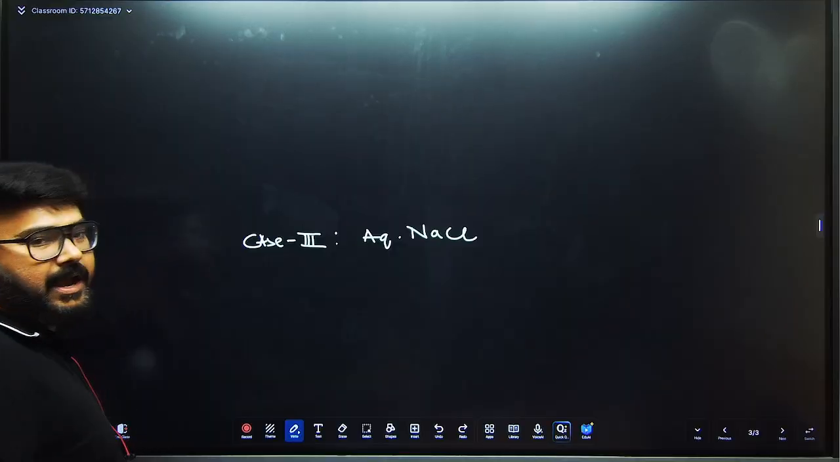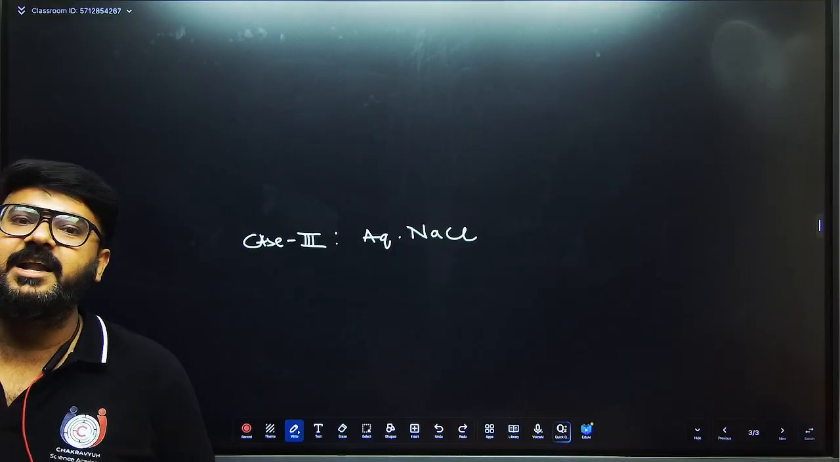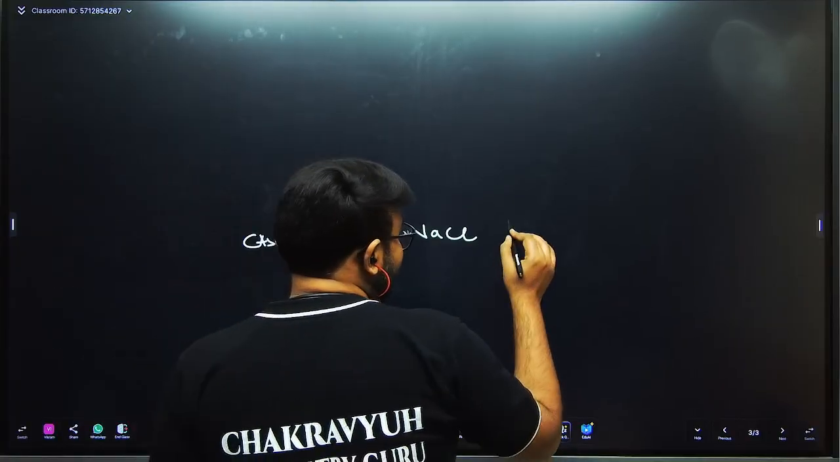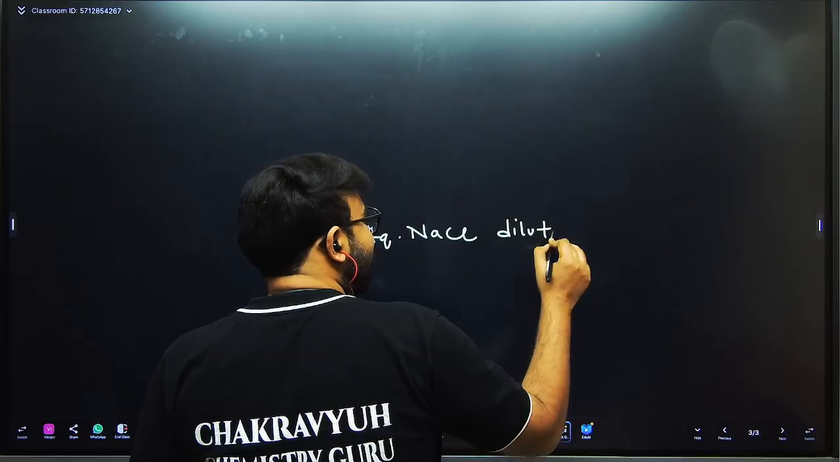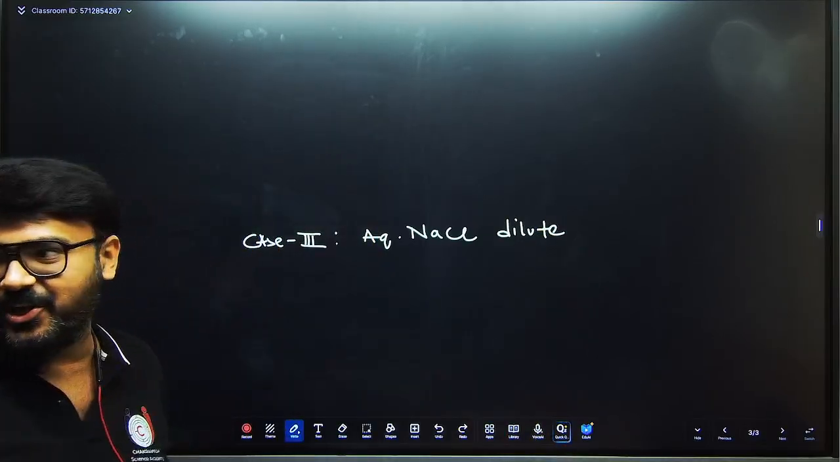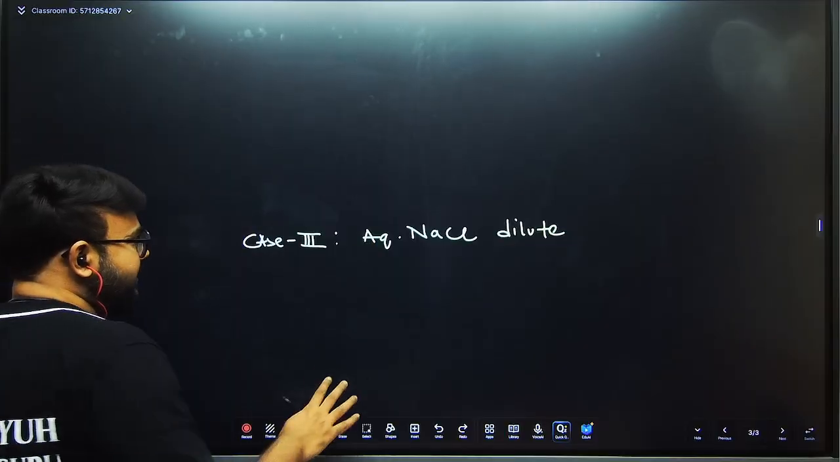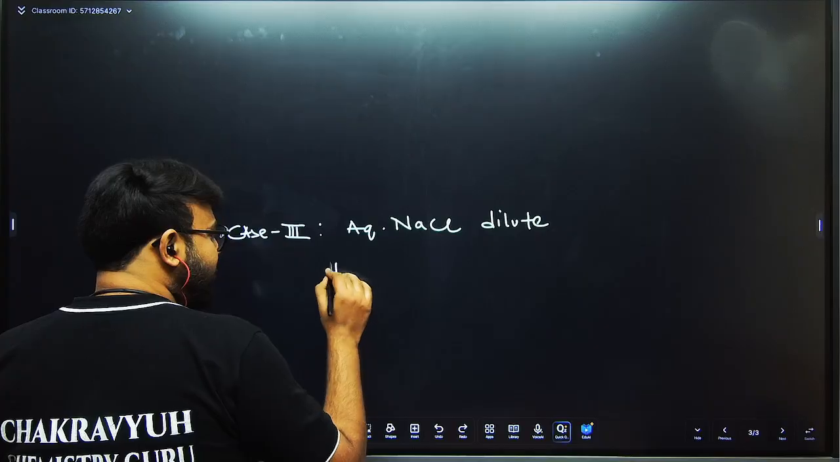Third case, guys. The third case is aqueous NaCl. Now you'll ask me, sir, how is it different? It is different because it's dilute. It's mentioned, it's dilute. It's not concentrated. Okay. Now something will happen. Let's find out what that something is.